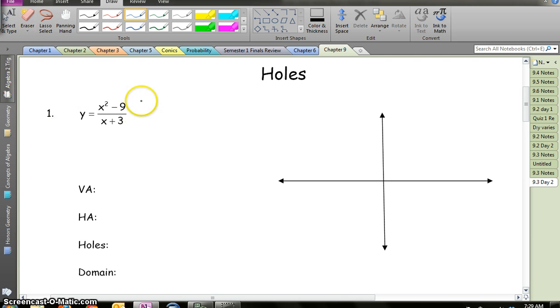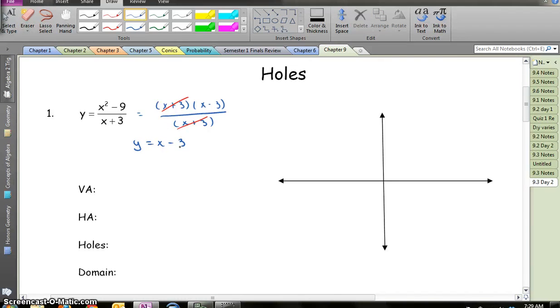All right, so let's factor the top and bottom and just see what happens. So on top here, I have a difference of 2 squares, so I have x plus 3, x minus 3, all over my denominator, which is x plus 3. Now, if you notice here, my x plus 3's cancel, and I'm left with the resulting equation, y equals x minus 3.